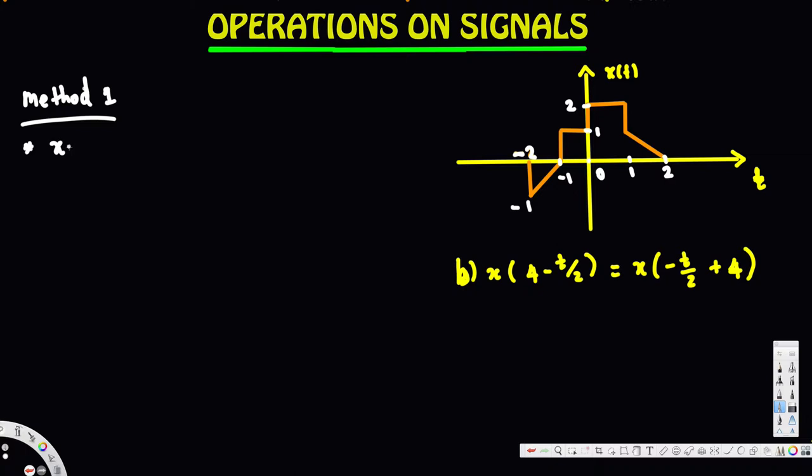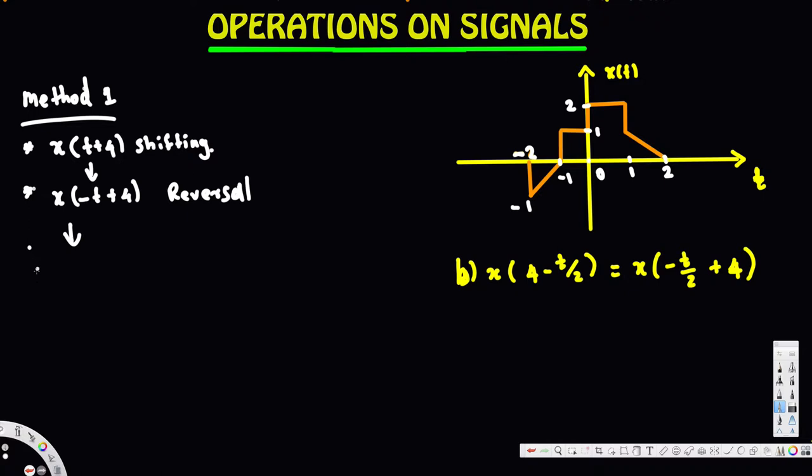So this is shifting. After that, we can reverse it because we have a negative in front of this t, so that is reversing. So x of negative t plus 4, this is called reversal. And the third step is we are going to scale this one. Scale means we have to divide this t by 2 in order to get the correct final sketch. So this is scaling.